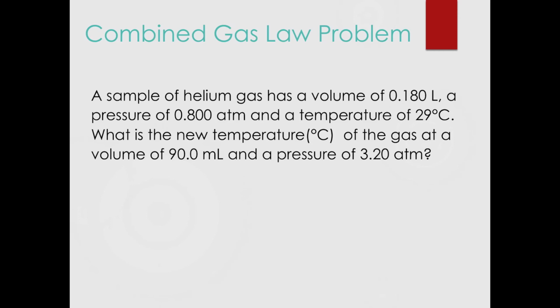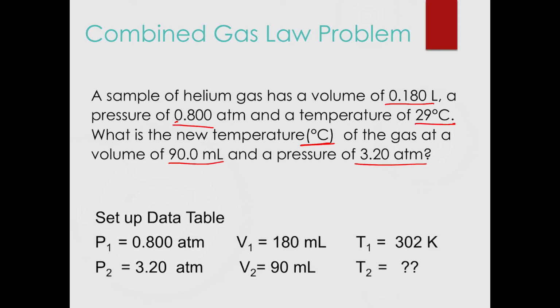It says a sample of helium gas has a volume of 0.180 liters, a pressure of 0.8 atm, and a temperature of 29 degrees Celsius. What is the new temperature of the gas with a volume of 90 milliliters and a pressure of 3.2 atm? Okay, so we have a lot of different variables going on, but the way this cues you into the fact that this is a combined gas law problem is that we have two separate volumes, two separate pressures, and an initial temperature, and we're trying to find our final temperature. So this is showing us that the conditions are changing. That's how we know that this is a combined gas law problem.